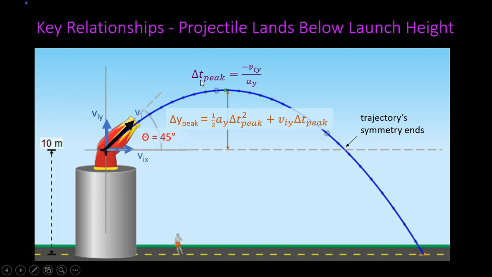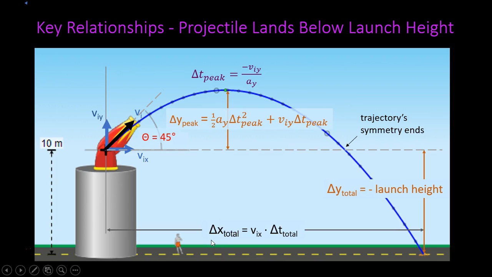Our time to the peak is the same as before. Our total vertical displacement is equal to the launch height, but in the opposite direction, the negative direction. And so to find how far the projectile is above the ground, we have to take our peak displacement and add it to our total displacement, and that'll give the distance from the ground to the highest point in the path of the projectile. Calculating the horizontal range is the same as before.